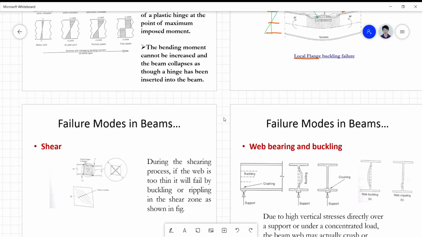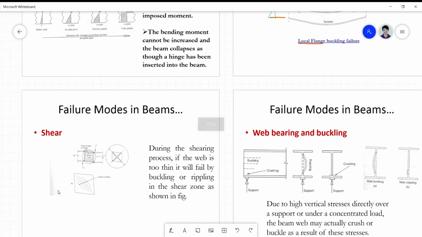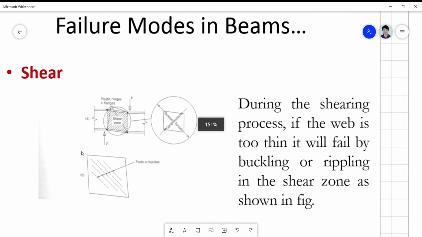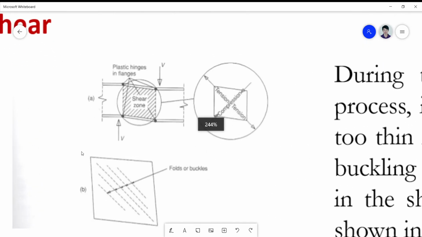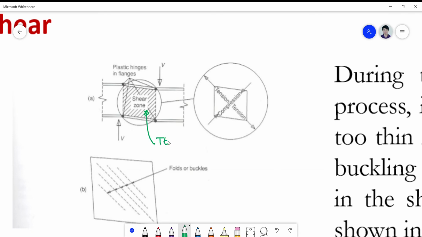Okay, for shear, the failure modes in beams are actually described in this tension field action. Okay, so what you call the shear zone is actually a tension zone, no? Tension field.